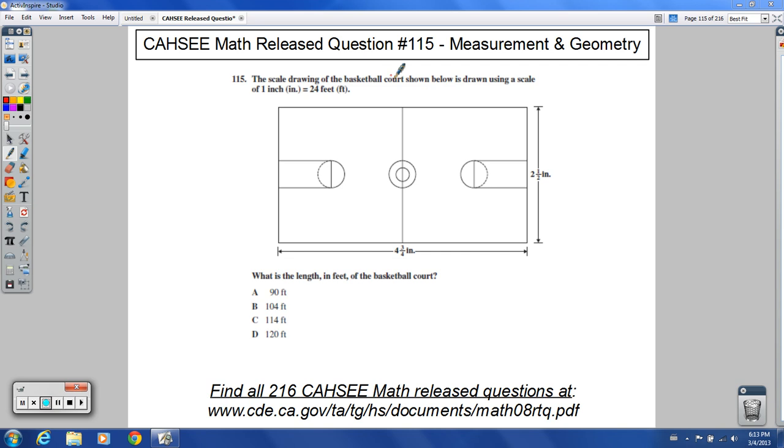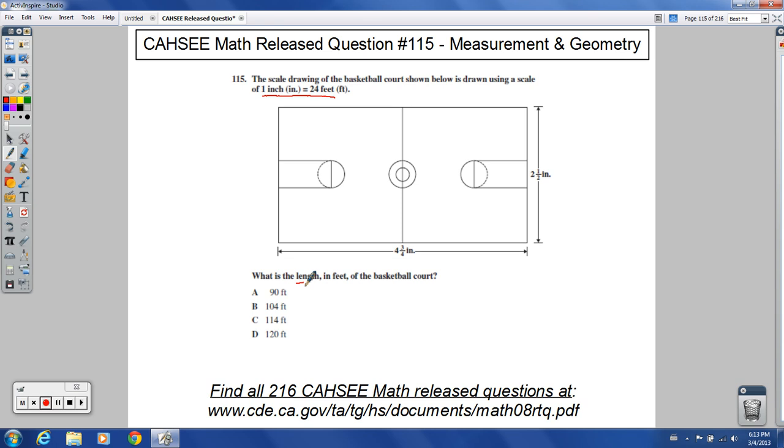The scale drawing of the basketball court shown below is drawn using a scale of 1 inch equals 24 feet. That sounds pretty important to me, so I'm going to underline that. 1 inch is 24 feet. And then we have this 2.5 inches here, and 4 3/4 of an inch here. What is the length in feet of the basketball court?